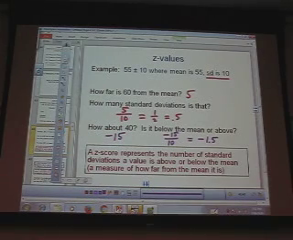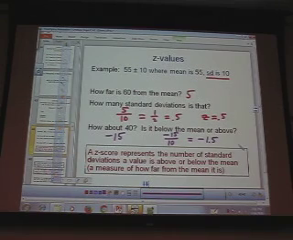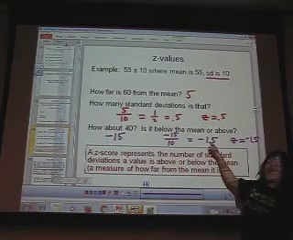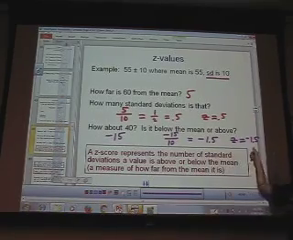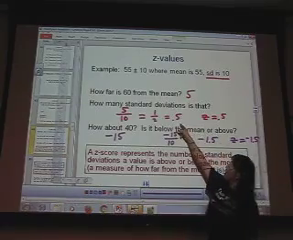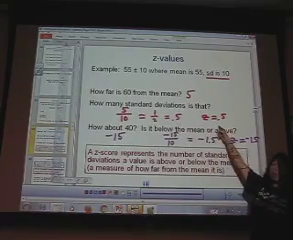Is 0.5 the z-score for 60? Yeah, so 0.5 is the z-score. So here, the z-score is 0.5, and here the z-score is negative 1.5. This 40 is 1.5 standard deviations below the mean, so its z-score is negative 1.5. 60 is 0.5 standard deviations above the mean, so its z-score is 0.5.